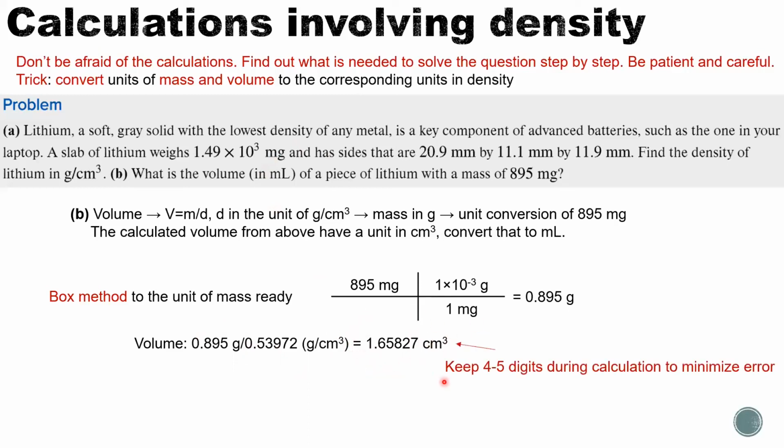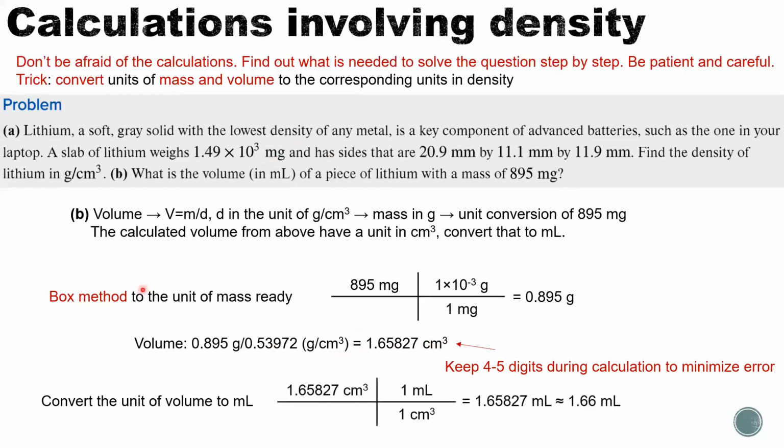Typically 4 to 5 digits after the decimal, I would say. And then we can convert the unit of volume to milliliter. Again, box method, convert that to milliliter. It's the same value. Luckily, it's a 1-to-1 ratio. So the final answer after rounding off is 1.66 milliliters.